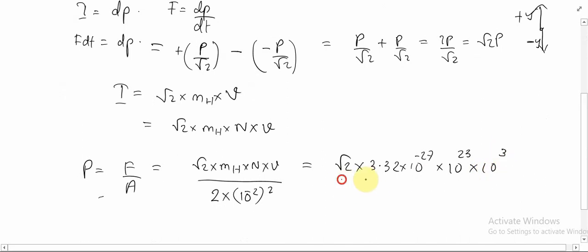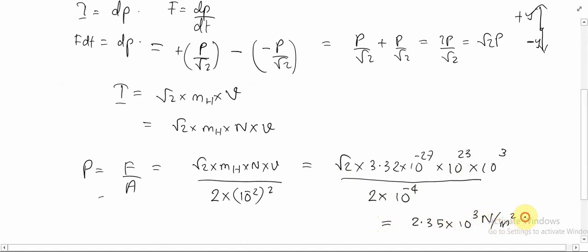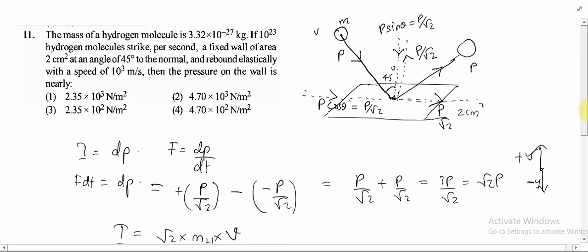Now we have all the values here. If you just solve this equation, you will get the final answer as 2.35 into 10 power 3 Newton per meter square. So that is the pressure on the wall due to the collision of all these hydrogen molecules. So it is option number 1. Hope you understood this solution. Thank you.